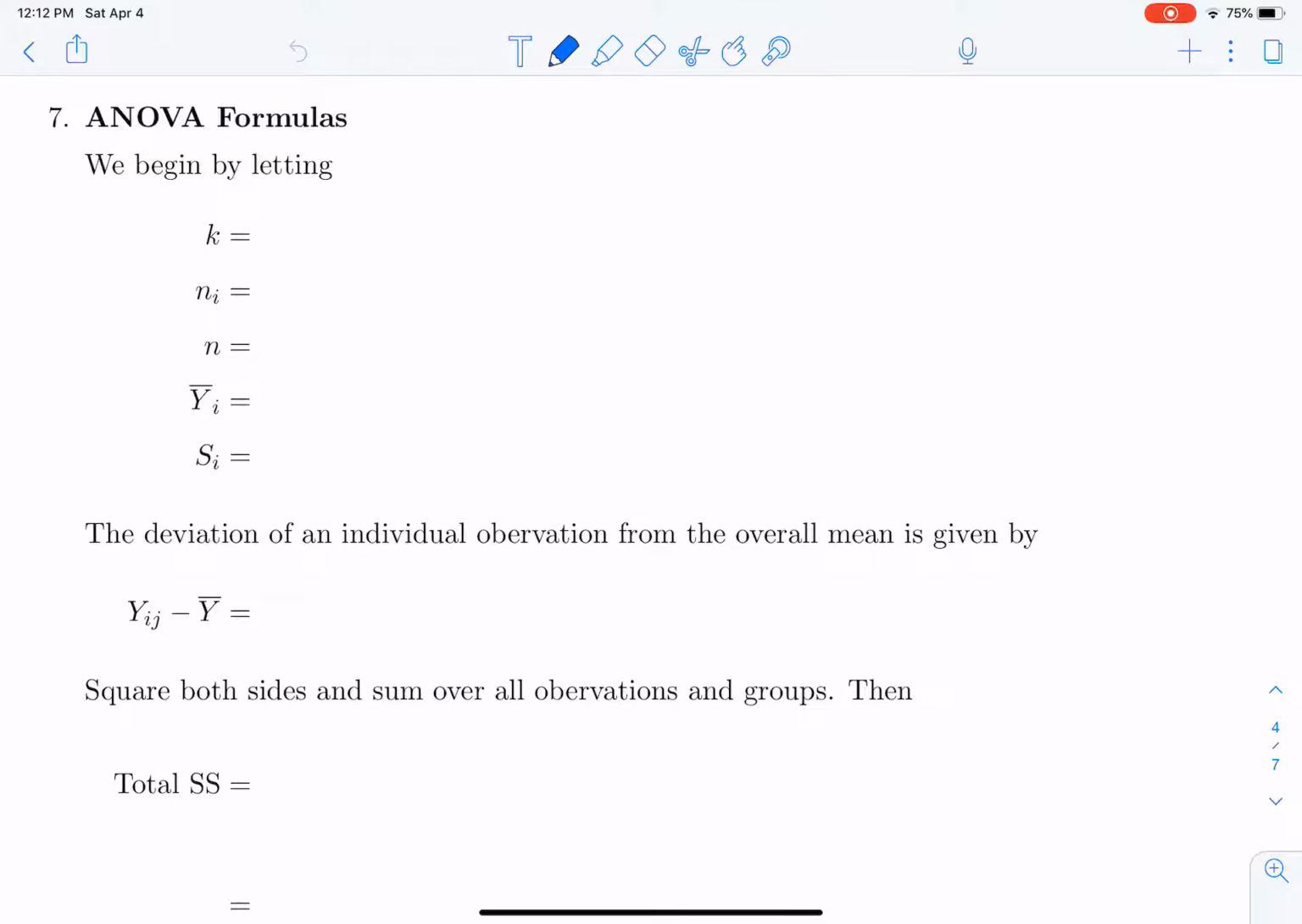We will now move on to the details of how the ANOVA test works. I need to introduce a few more terms here. K is going to be the number of groups. In our case, we're going to have 6 groups for our smoking example. N sub i is going to be the number of observations in group i.